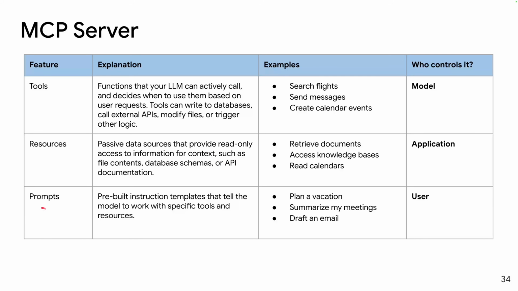And the last one is a prompt. A prompt is basically a pre-built template that tells the model to use specific tools or resources. For example, plan a vacation. You can write a very long prompt: what's the budget, how do I want to plan it. You can write a very long prompt, and this can be stored as a prompt template. Or how do I summarize my meeting minutes? Or how do I want to draft my email? What kind of tone? How long should my email be? So this is something the user can actually define, the user can decide when to use this prompt.